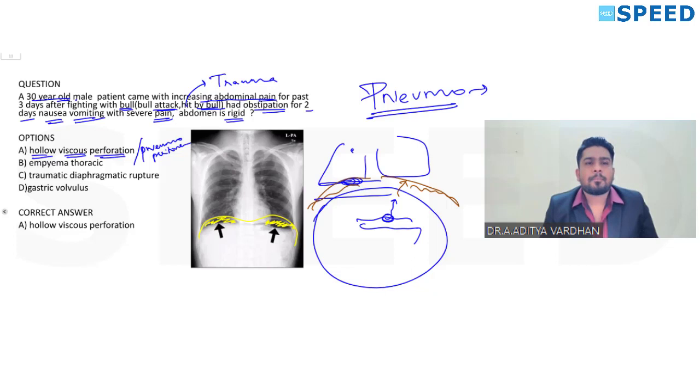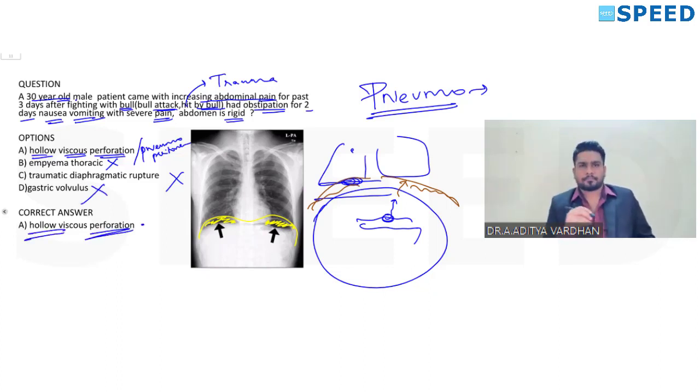This is how I have come to the diagnosis of hollow viscus perforation, and how I am excluding the other options. Empyema thoracis is a pus collection in the thoracic cavity. Do you think you are able to see anything here? No. So this is not an empyema thoracis. Traumatic diaphragmatic rupture? No. I am able to see both domes of the diaphragm very clearly, so it is not the answer. And I'm not able to see the stomach twisted here, like organoaxial or mesentericoaxial, hence gastric volvulus is not the answer. This is how I come to the answer of hollow viscus perforation.